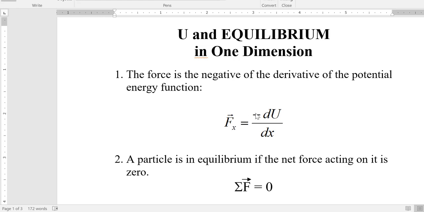Force is the negative derivative of potential energy. For now, we'll just stick with the x direction. We'll talk more about the physical meaning of this in a few moments, but imagine this as a graph. If I gave you potential energy as a function of x on a graph, so some kind of curve, the negative derivative of that would tell you the magnitude of the force, and the plus or minus sign would tell you the direction of the force.